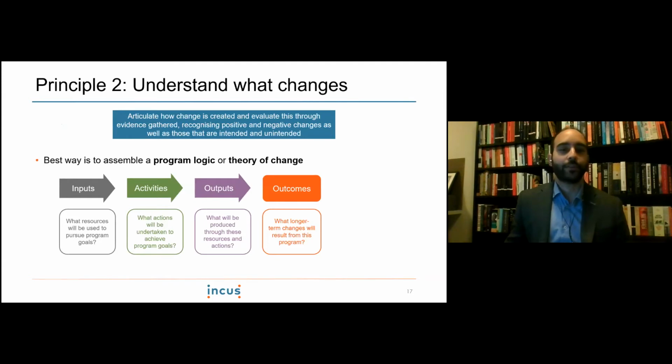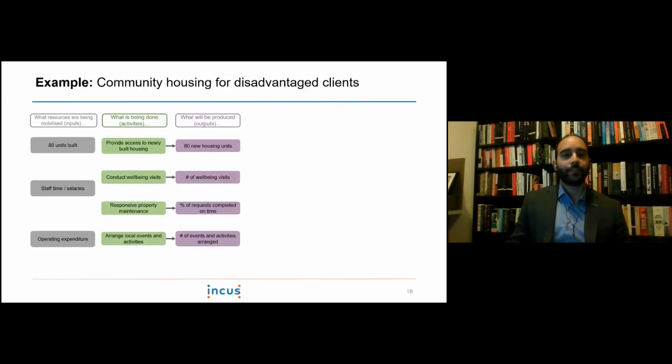The way we often do it, and social value measurement practitioners do it, is to assemble a program logic or a theory of change or something similar that basically sets out the chain of events or the causal links between what you have set out to do, what resources you've mobilized, what activities you're taking, and the outputs and the outcomes of a particular program or initiative. So again, I know this is probably completely familiar to a lot of the people on the call, but just to walk through the same community housing example.